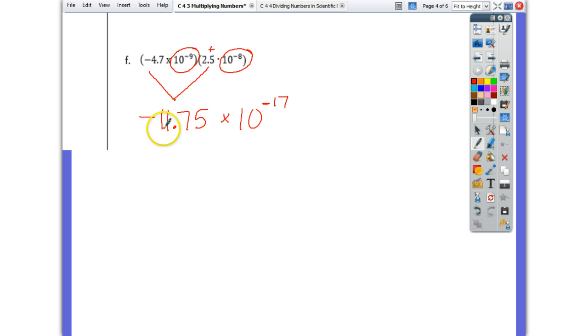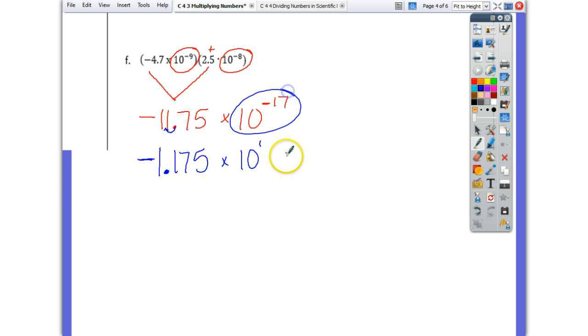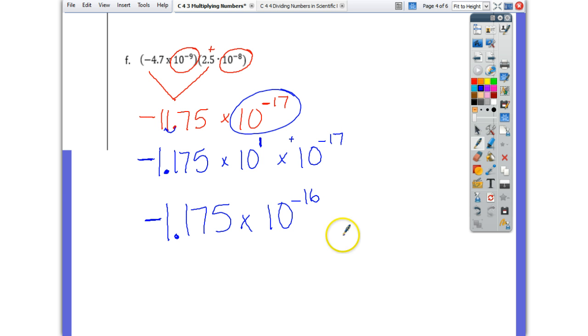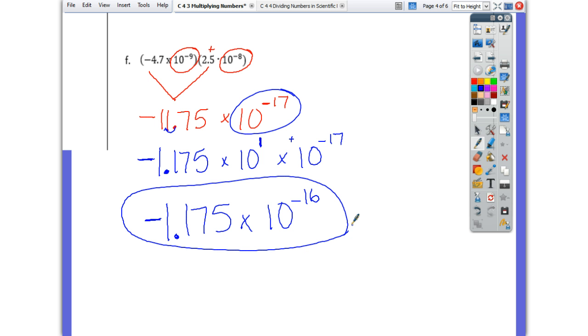But once again, we don't have a number between 1 and 10. So let's scooch that decimal over 1. We have a negative, that still stays the same, negative 1.175, and then we had to multiply that times 10 to the first power when we moved it. And then we still have this times 10 to the negative 17. So simplifying that, we get a negative 1.175 times 10 to the 1 plus a negative 17, which ends up with a negative 16. Final answer right there.